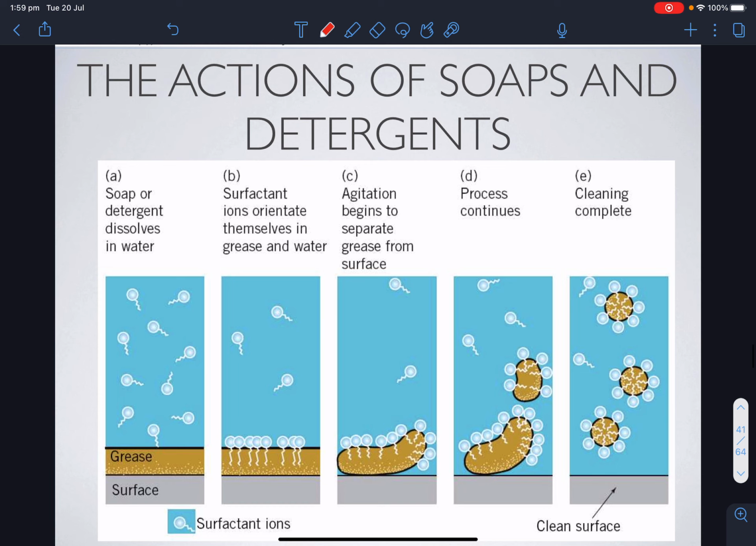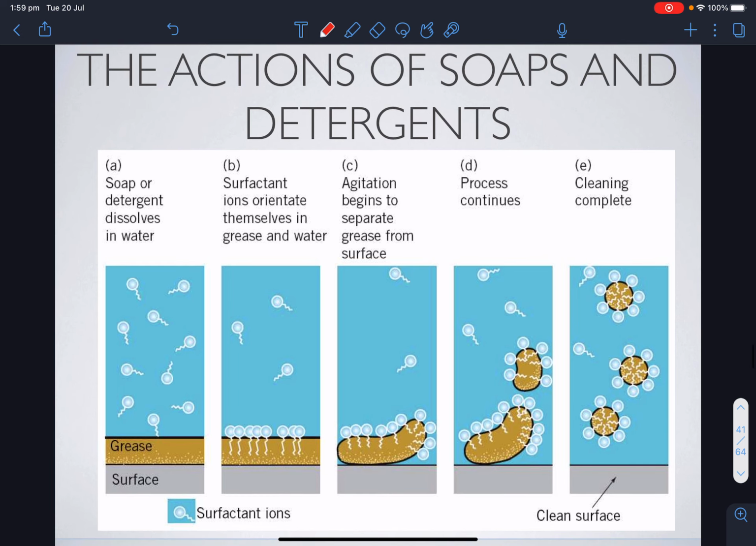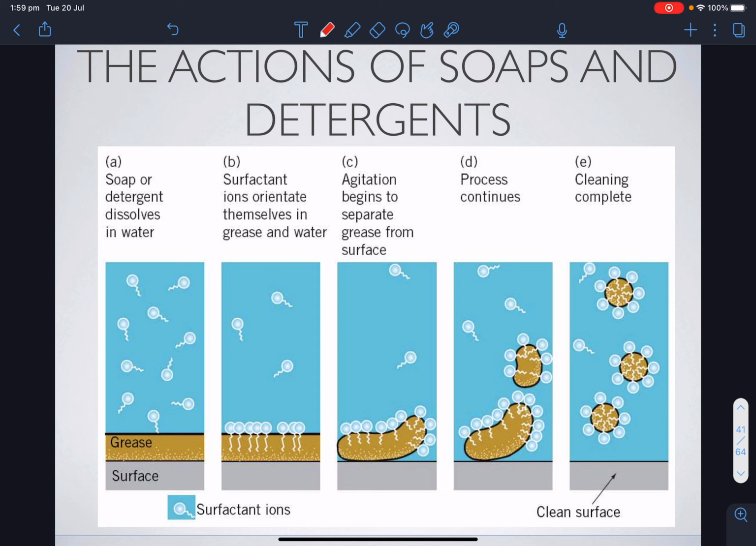So we need to talk about how soaps work, okay? Love this diagram. Left to right, we've got a surface with grease on top, something very non-polar, okay? And we put in some soap molecules around. The soap molecules are going to interact with this grease layer. Notice the non-polar tails are going to be put into it because the polar head is more attracted to the water, okay?